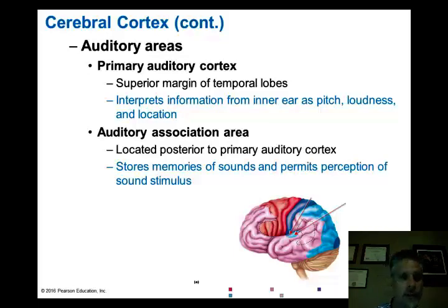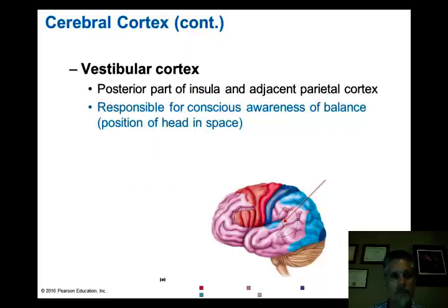And then the auditory association is, okay, so I'm hearing these different sounds. Do I recognize this song? Have I heard it before? Where did I hear it before? Do I like it? Do I not like it? Was it associated with some sort of memory about, okay, this is the time I was at the beach, I was really happy, things like that. So that's the auditory association area. Both of those are located right near the ear.